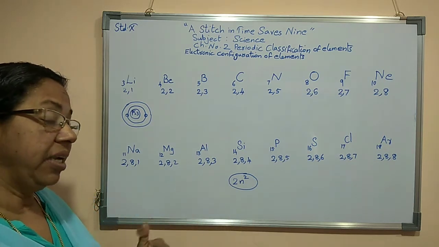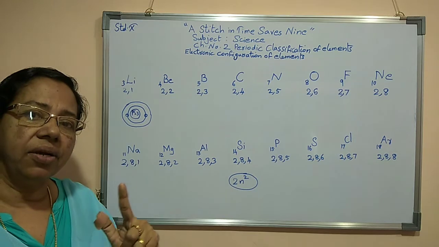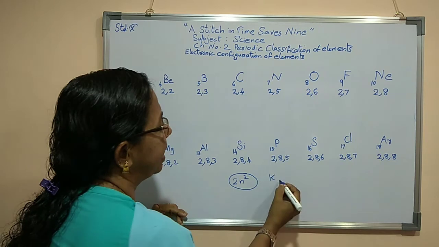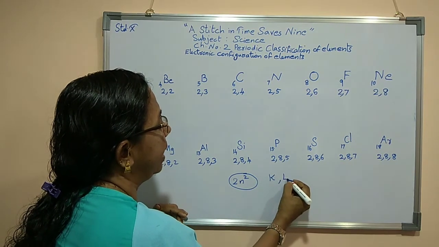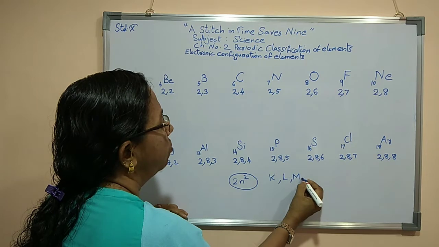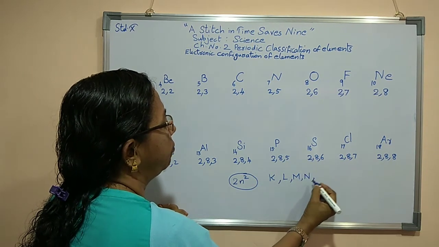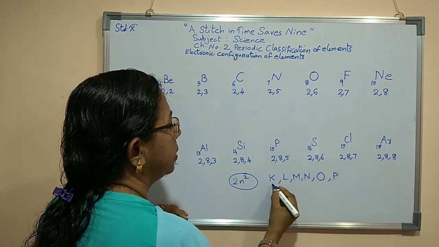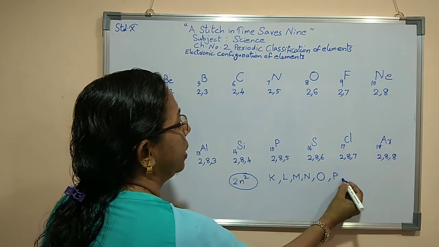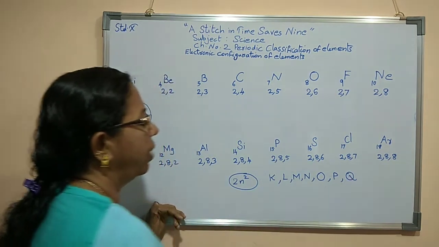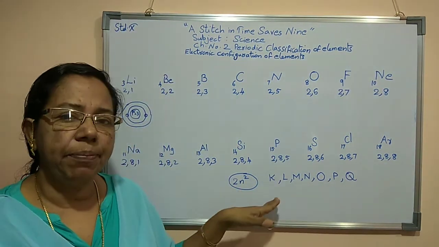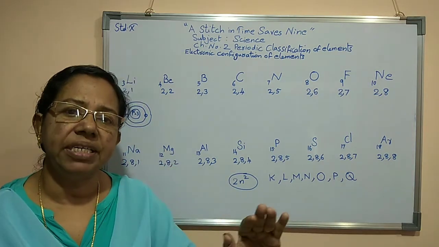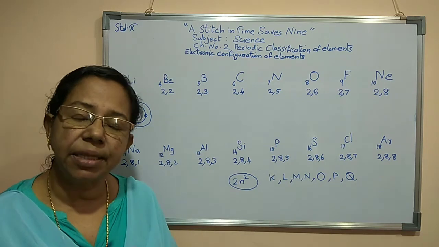Then you also studied that the first shell or first orbit is known as K shell or K orbit. Second shell or second orbit is known as L, third one M, fourth one N, fifth one O, sixth one P. K, L, M, N, O, P. Then the last one Q. In total, how many orbits can there be? Only 7 orbits. Why? Because only 7 periods have elements. An 8th period is not there.